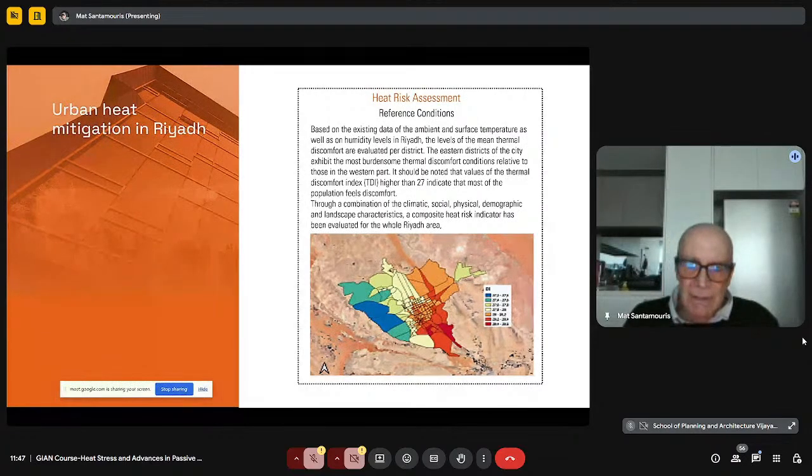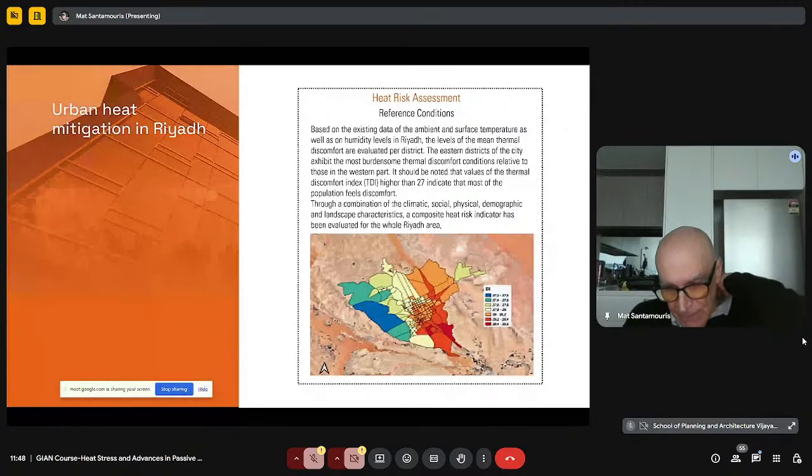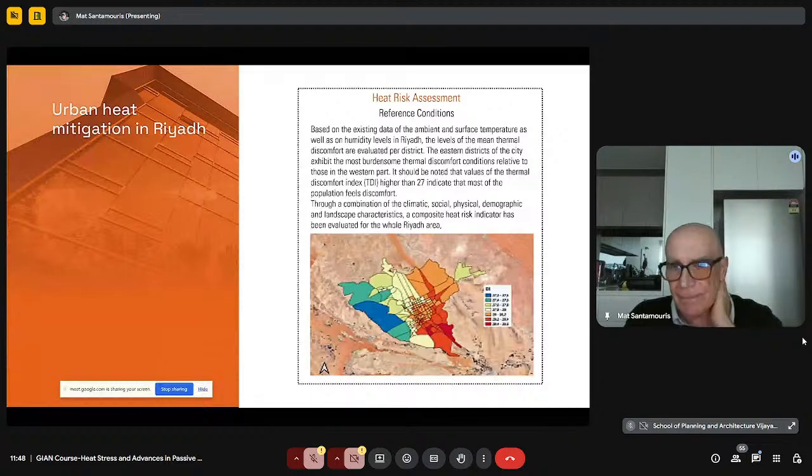The heat risk assessment should be combined with the climatological assessment that I just presented to you. Why does it have to be combined? Because the ultimate goal is not just to decrease the temperature. The ultimate goal is also to protect the population and especially the vulnerable population. So we cannot design horizontal measures for everyone, for every place so needed.